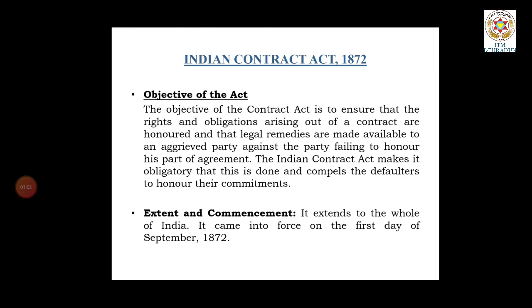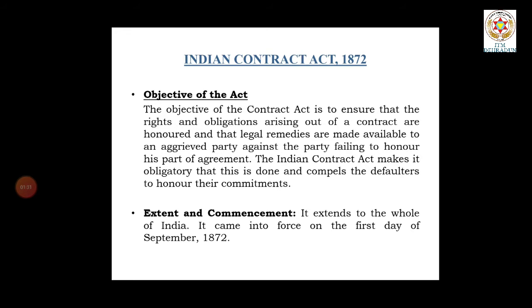So first we are going to start with the Indian Contract Act 1872. The objective of the act is to ensure that the rights and obligations arising out of a contract are honored and that legal remedies are made available to an aggrieved party against the party failing to honor his part of agreement. The Indian Contract Act makes it obligatory that this is done and compels the defaulters to honor their commitments.